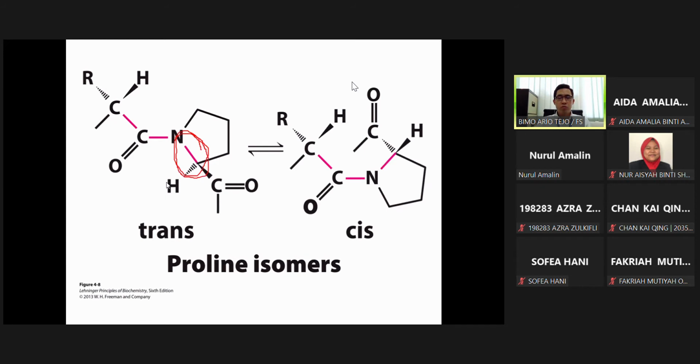So once you have proline in your protein sequence, the structure will bend. The structure will bend like this if you have proline here, because of the uniqueness of this bond. So you can see that this bond is not rotatable.